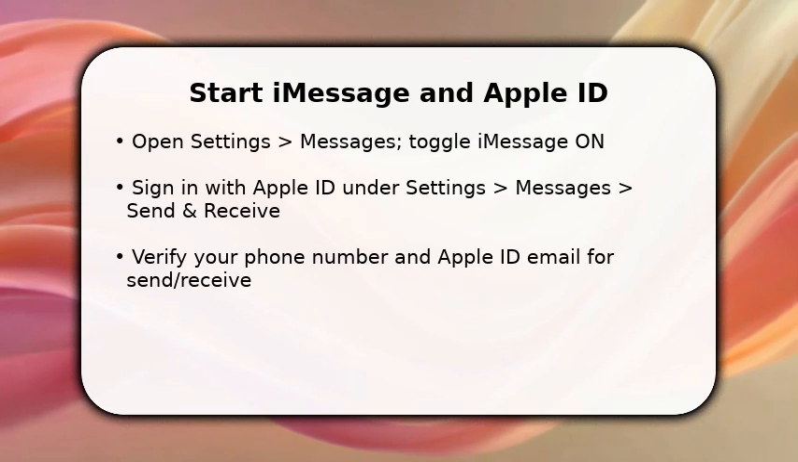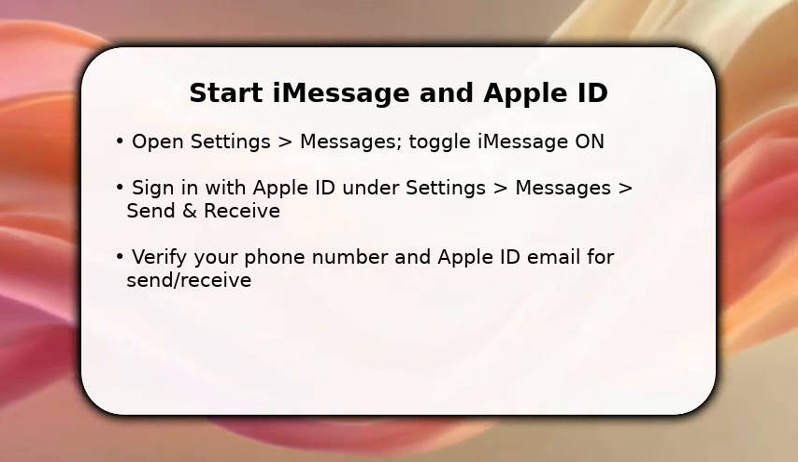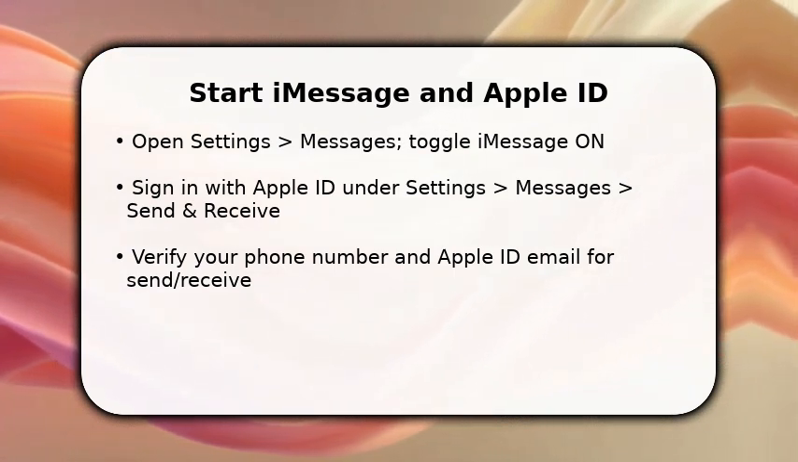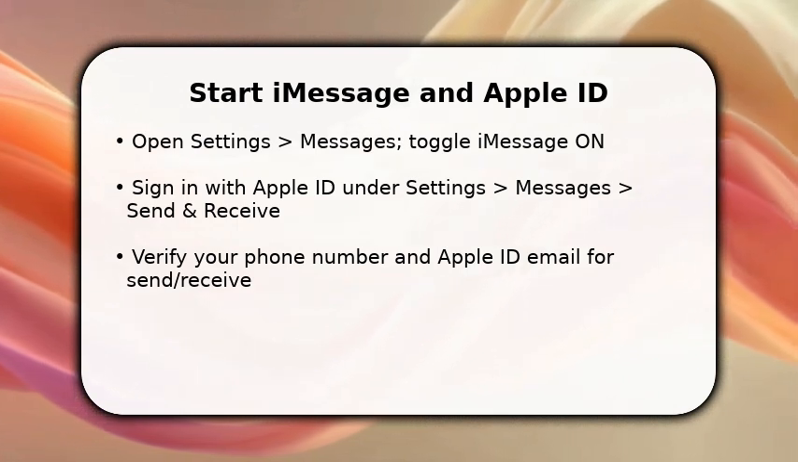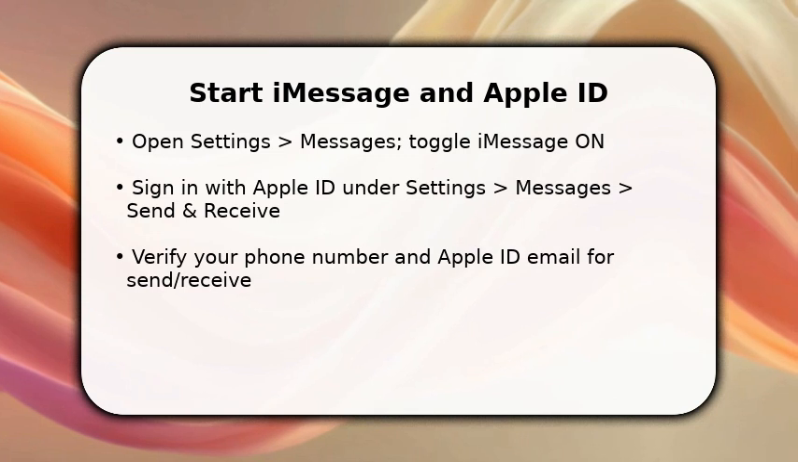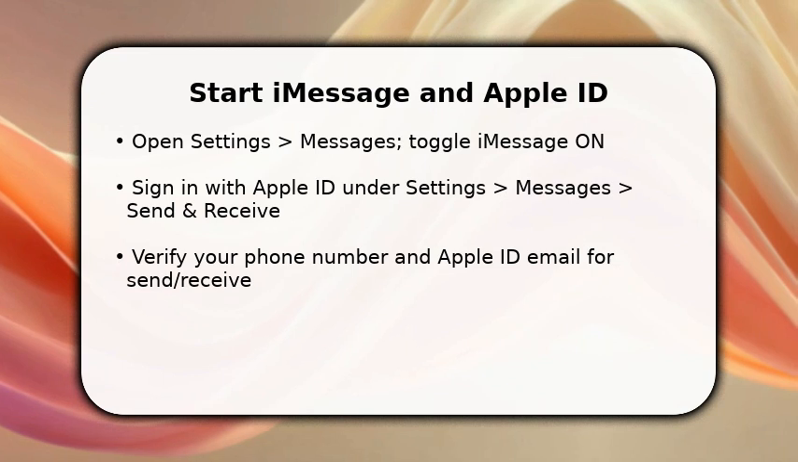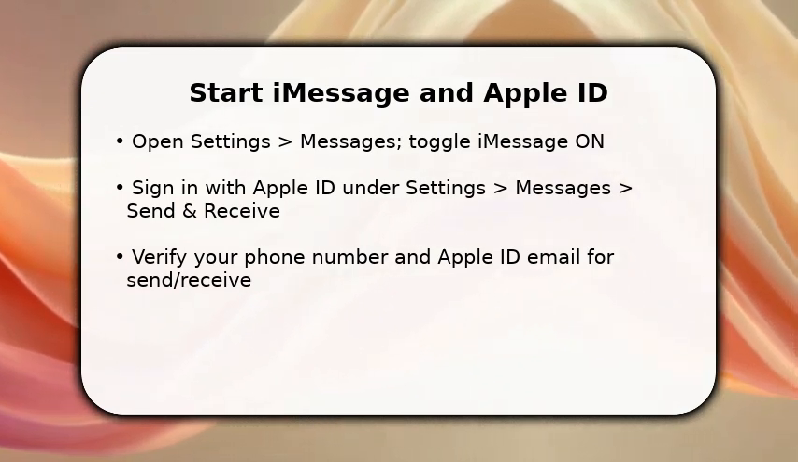You begin by enabling iMessage so your texts use Apple's system. Open Settings and toggle iMessage on. Next, sign in with your Apple ID under Messages because that links devices and lets you use email addresses as senders. Once done, check Send and Receive to confirm your phone number and Apple ID email are checked. This ensures contacts see the right sender.